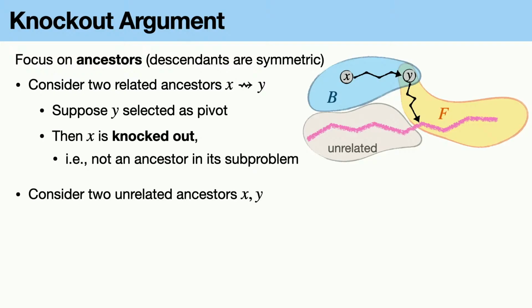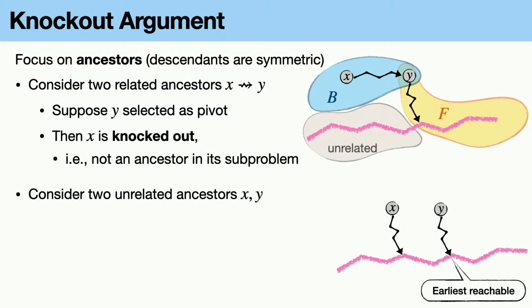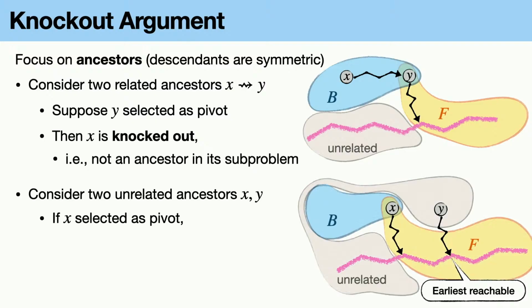The other case is that X and Y are not related to each other. So that would be a picture that looks like this. And importantly, I'm drawing this edge over here to the earliest point that Y can reach on this path. Now let's suppose we chose X as a pivot, and we get a situation that looks like this. You'll see that Y and X are unrelated, so Y is in the unrelated subproblem. There is some of the path that's in the unrelated subproblem, but that path comes before the earliest point that Y can reach, so I know there's no way from Y to here, so Y is no longer an ancestor. Okay, so a very simple argument. In this case, Y would be knocked out.